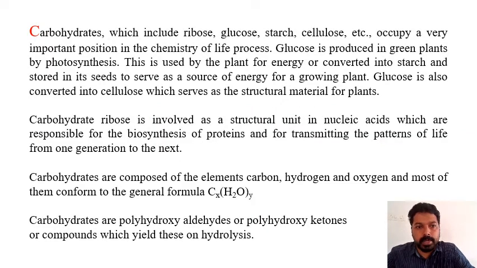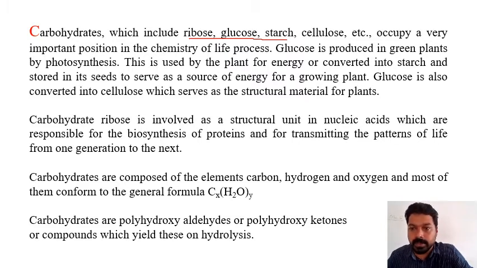So usually carbohydrates include ribose, glucose, starch, cellulose, etc. These are the main class of carbohydrates, and they occupy a very important position in the chemistry of life processes. Glucose is produced in green plants by photosynthesis, a common phenomenon, and this is used by the plant for energy or converted into starch and stored in seeds to serve as a source of energy for growing plants. Similarly, glucose is also converted into cellulose, which serves as a structural material for plants.